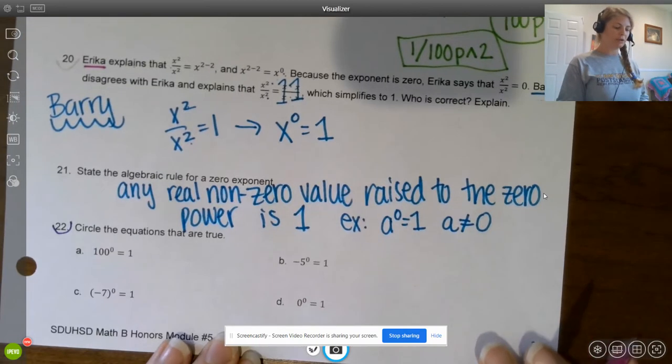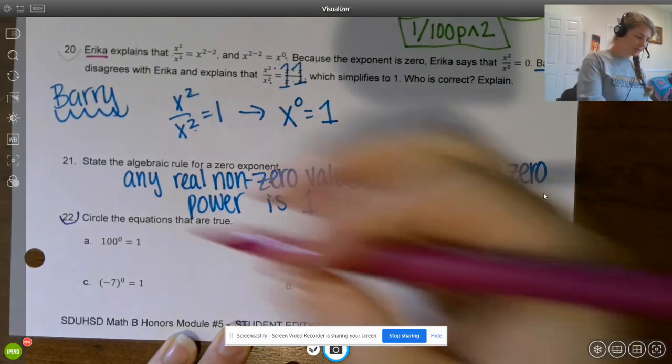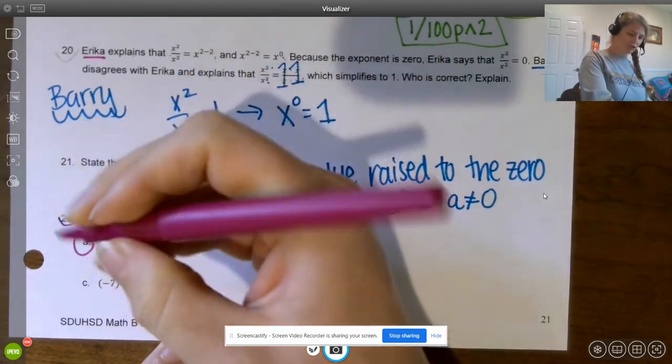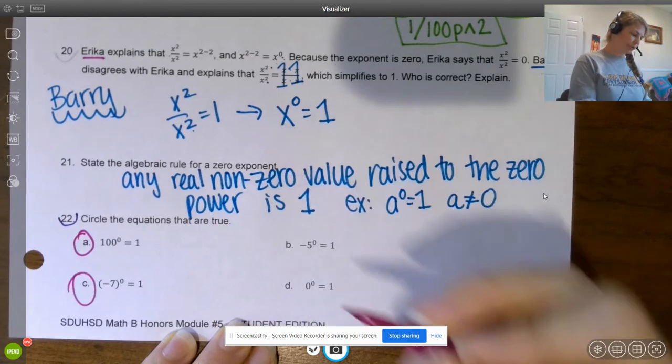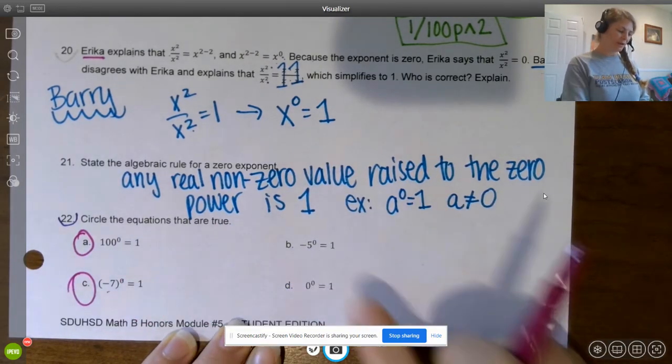Take a look at 22 and circle all that apply. Pause the video, quickly circle all that apply, and we'll go over why or why not. Okay, so the ones that apply, A is true and C is true. 100 to the 0 power is 1. And negative 7 to the 0 power is 1.